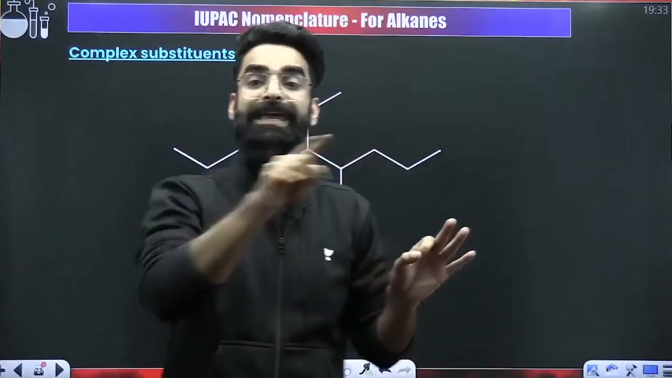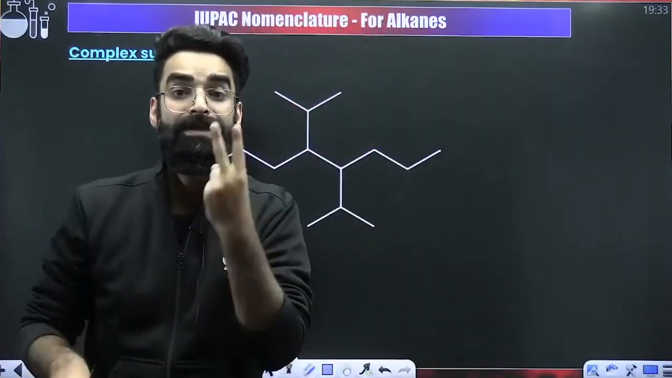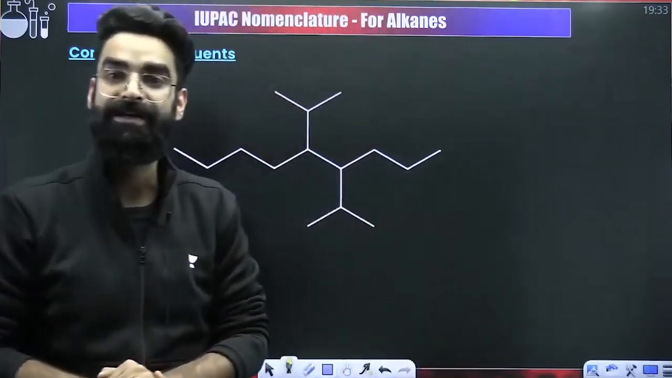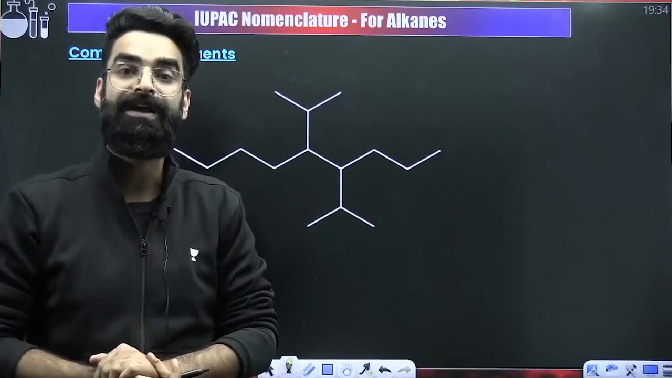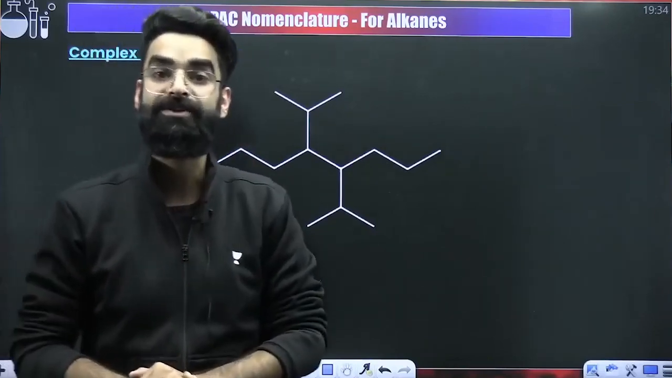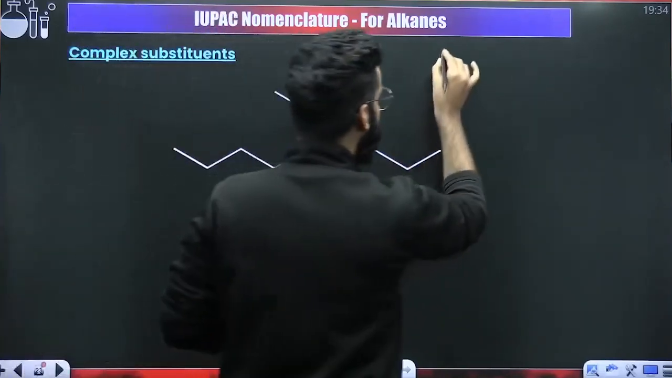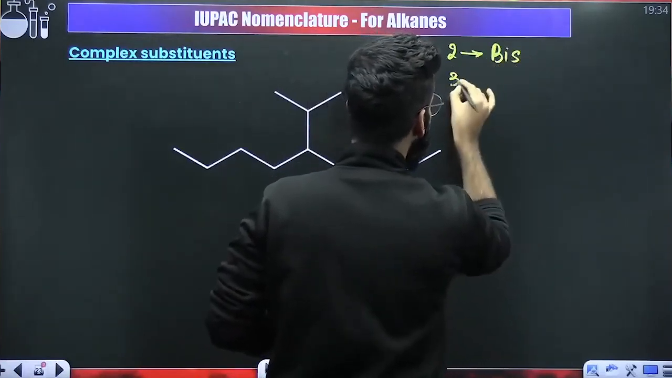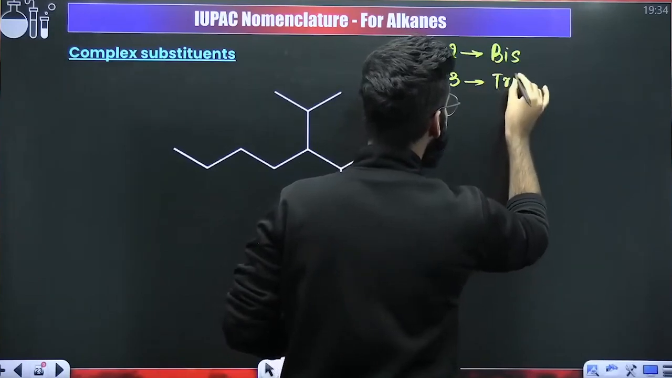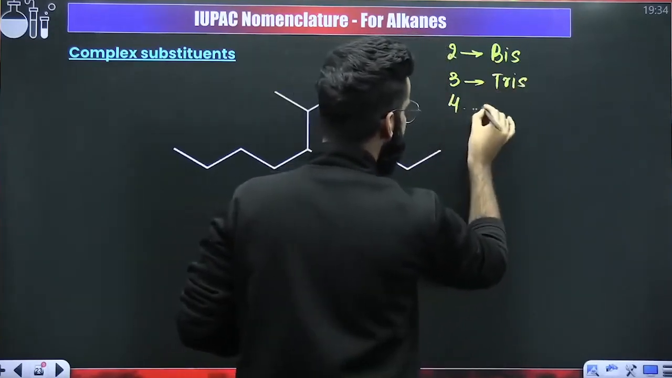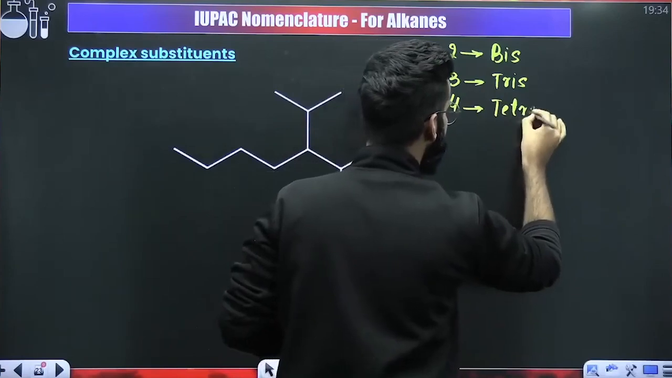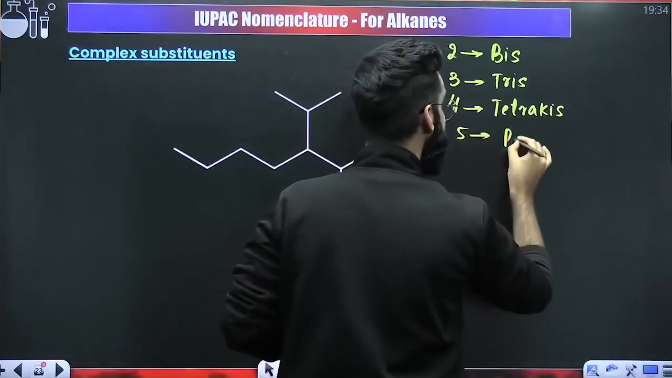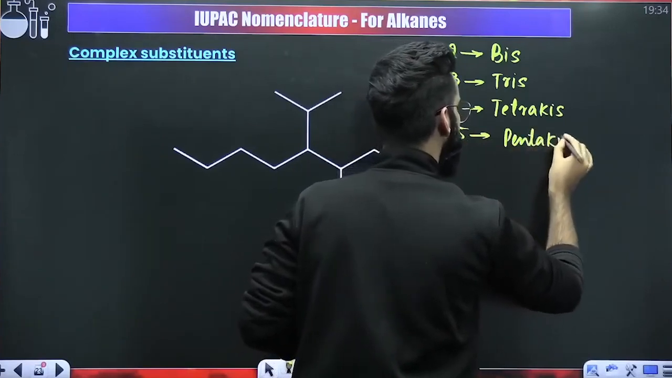Now comes the point. Let's assume there are 2 same complex substituents attached towards the main chain. 3 same complex substituents attached. 4 same complex substituents attached. Remember, if there are 2 same complex substituents attached, you will be using the term bis. 3 same complex substituents, the term tris. 4 same, the term tetrakis. 5 same, the term pentakis, and so on.